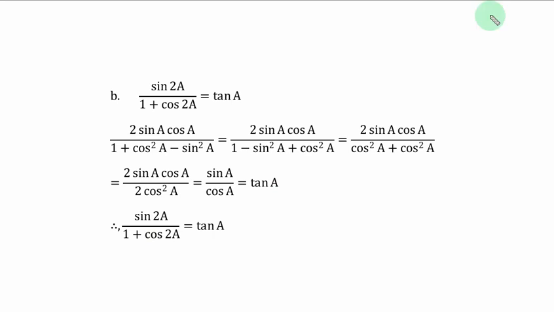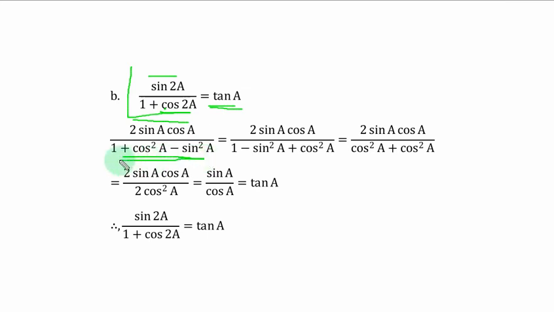Part B of that question showed that sin 2a over 1 plus cos 2a is equal to tan a. In this part, the complex side is the left. You start from that side and simplify it to get the right hand side. This is a compound angle, same as cos 2a. You replace them with what they stand for previously.